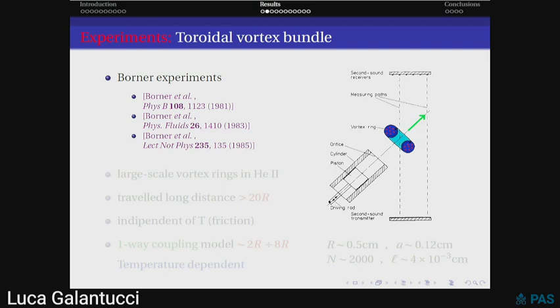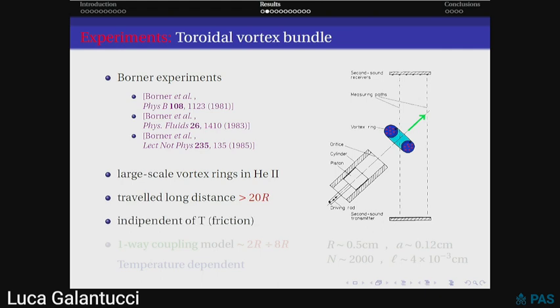The superfluid helium is pushed out of a cylinder by driving a piston, and at the orifice a large-scale vortex ring is created, made up of thousands of vortex rings, which you can see in red in the cross-section, and embedded in a normal fluid vortex ring. What was seen is that those structures traveled a very long distance, more than 20 times the radius. They traveled at constant velocity and remained compact, but more importantly, they were independent of temperature.